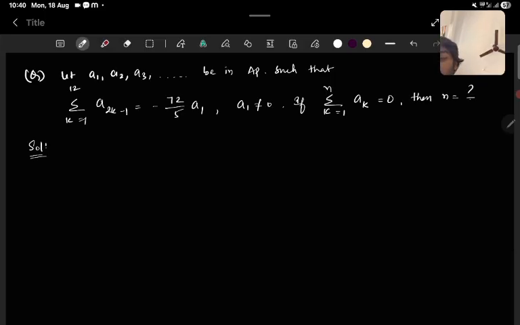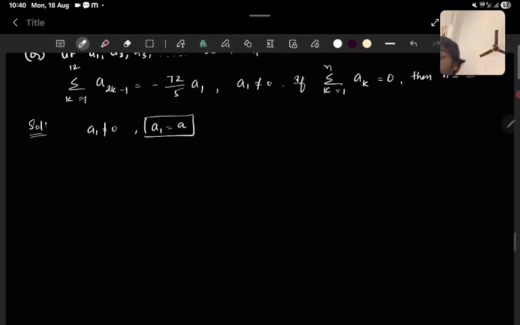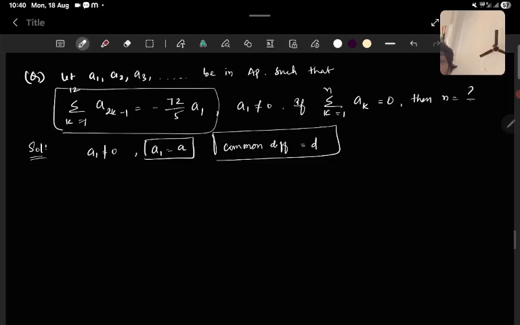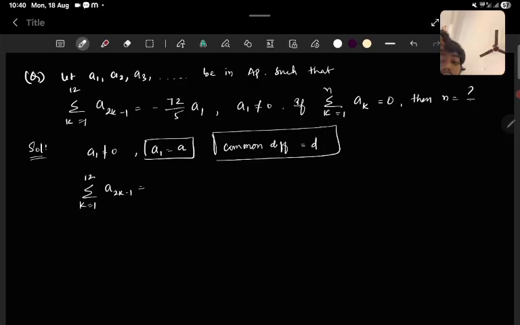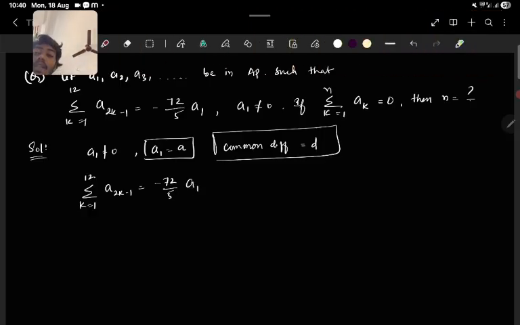Observe the property first of all. They gave a1 is not equal to 0. Let us consider a1 to be a simply. Now we need common difference also, because it is in AP. Let us consider common difference is D. Okay. Now according to this condition they gave, summation k starts from 1 to 12, a 2k minus 1 is equals to minus 72 by 5 a1. Okay, beta. This is the thing they gave.